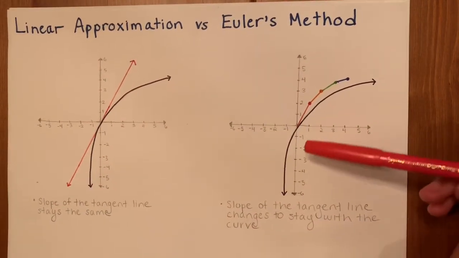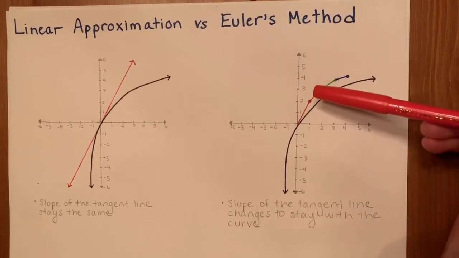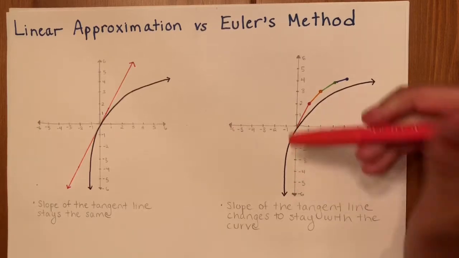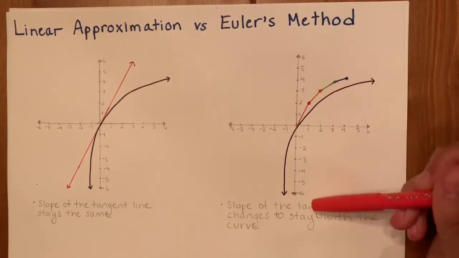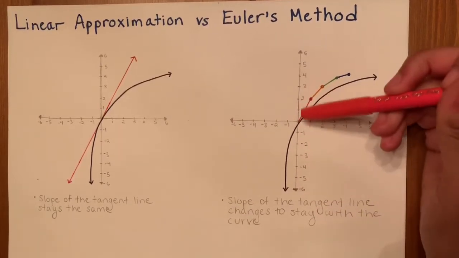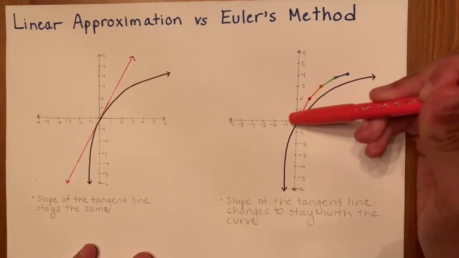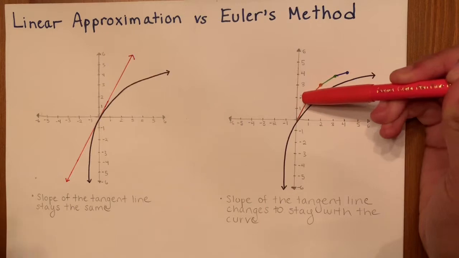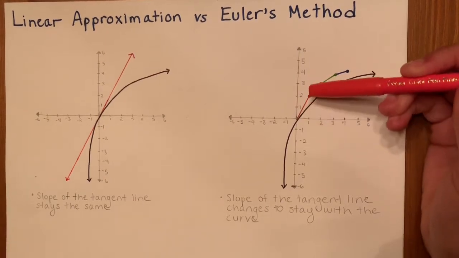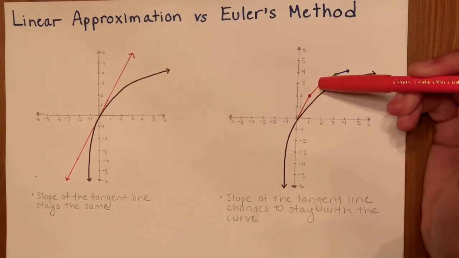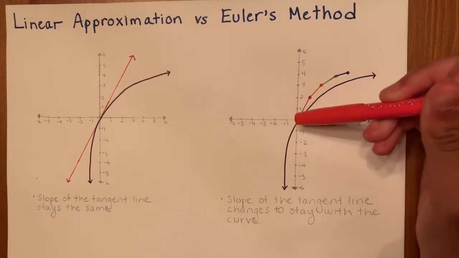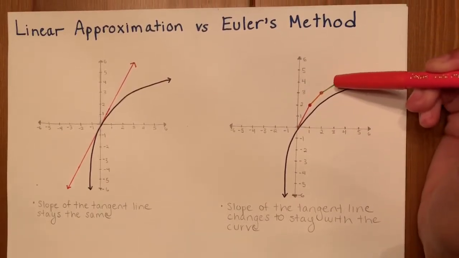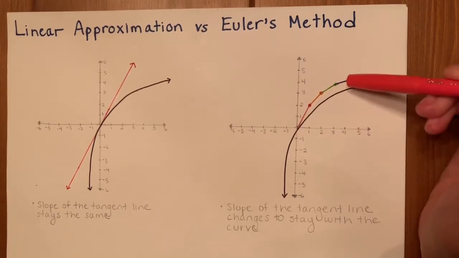However, Euler's method is like a linear approximation, except we keep changing the slope of the tangent line so that it can stay with the curve. You can see this is kind of the same shape as the curve. How we do that is we start with the tangent line at the origin, but then when we get to 1, we plug the point (1, 2) into the equation for the derivative. We find the new derivative, which is less because the curve gets less and less steep. Then we do that again at 2, 3, 4, and so on and so forth.